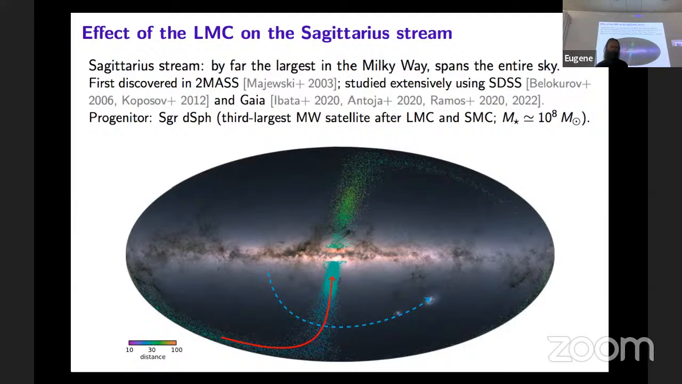Sagittarius is three times closer. Its pericenter is about 16 kiloparsec from the Milky Way. LMC is at 50. And their orbits are perpendicular to each other and also perpendicular to the disk plane. So this is the disk plane. The LMC goes this direction. Sagittarius goes in this direction. But in the past, their orbits were, again, not too far from each other.